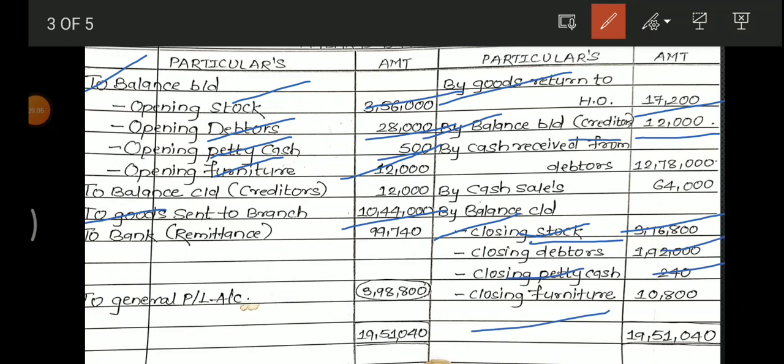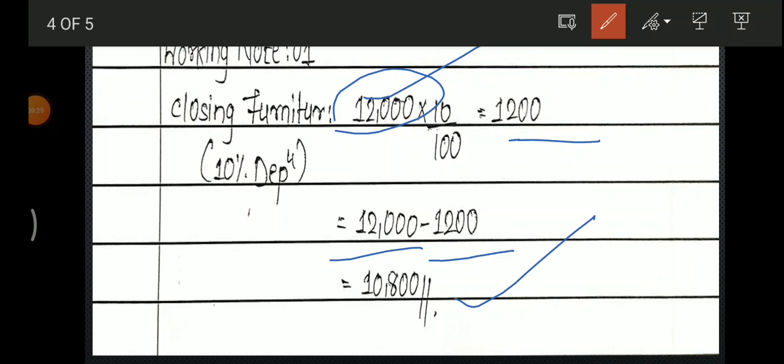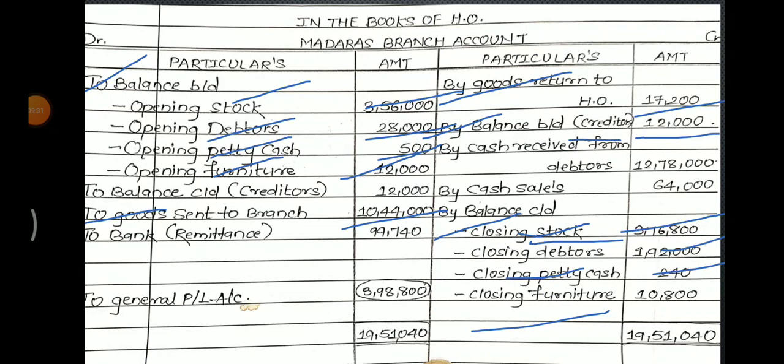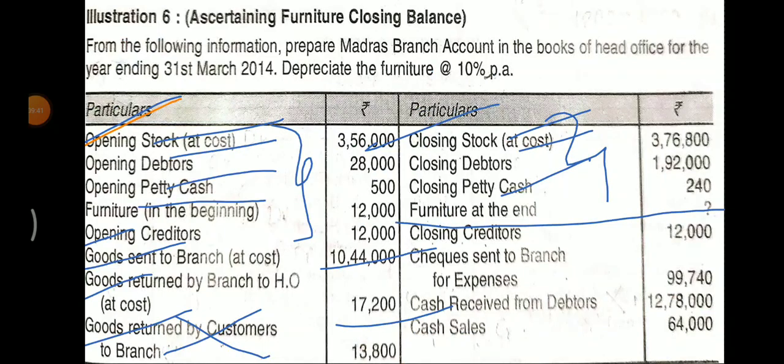And how do we calculate closing furniture? Opening furniture is given to us, that is 12,000 rupees. Here we are supposed to write down the opening furniture amount, and the depreciation percentage is already given to us, that is 10%. If you calculate 10% of 12,000, you will receive 1,200. Then you have to subtract it from the opening furniture. 12,000 minus 1,200, you get the closing furniture amount, that is 10,800. So here you just write the closing balance of the furniture 10,800, and for reference you can mention working note 1. Okay, so let's proceed further.